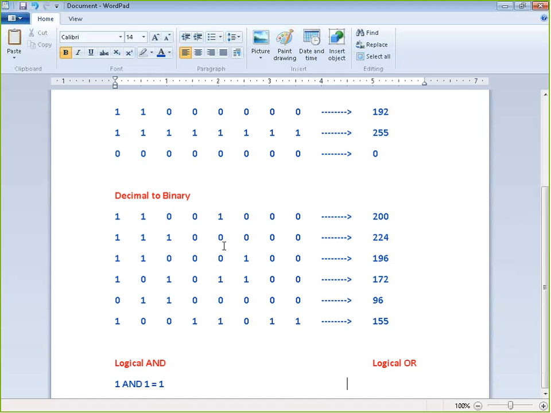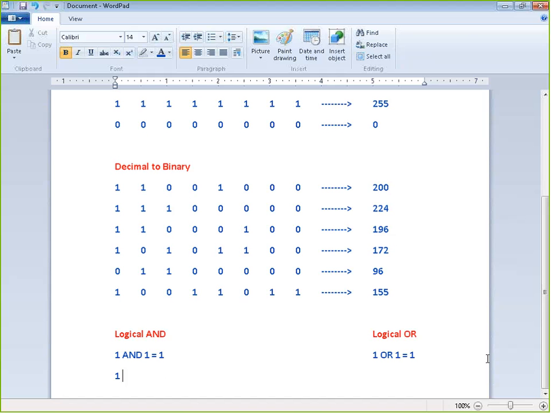Whereas if I talk about logical OR, if you put 1 OR 1, the resultant value that you get is 1. Do you get that? That's the OR logic and the AND logic. Now let me give you another example. 1 AND 0 is going to be 0.